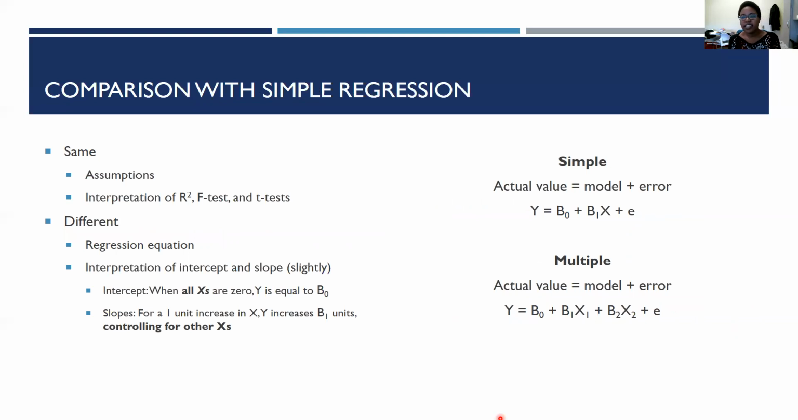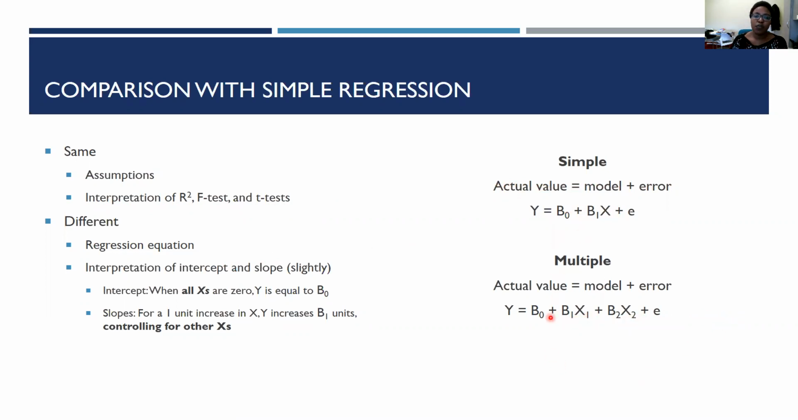All right, so just to summarize, when we're looking at simple regression and multiple regression, a lot of things are going to be the same. The assumptions that we went over, the four line assumptions, are going to be the same. And the interpretation of the R-squared, the F-test, and the T-test are going to be the same. What's different? That equation, right? So for both, we're looking at this actual value equals the model plus error. But in simple regression, we only have our one x value. But in multiple regression, we end up having multiple x values. However many you have, you're going to have a slope for each x value.